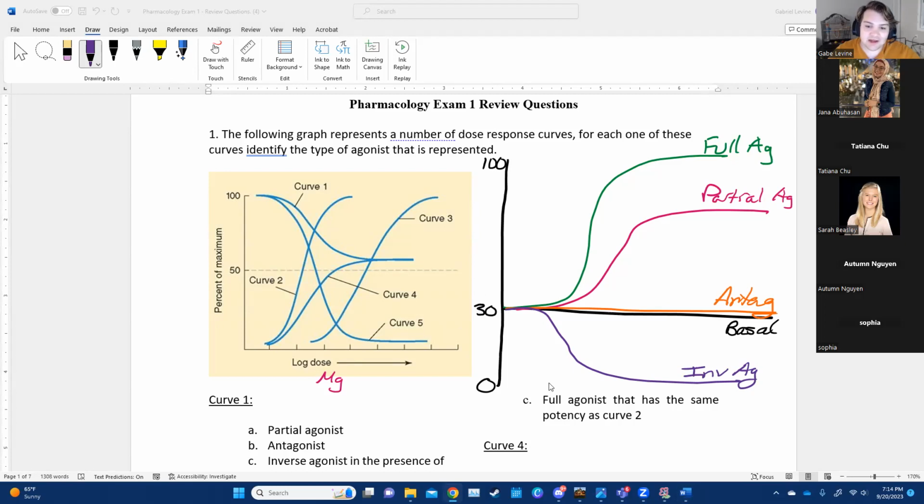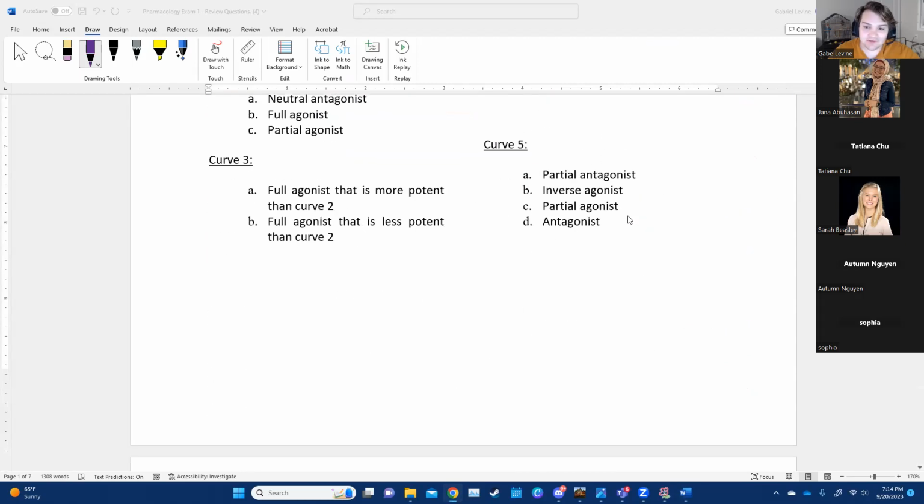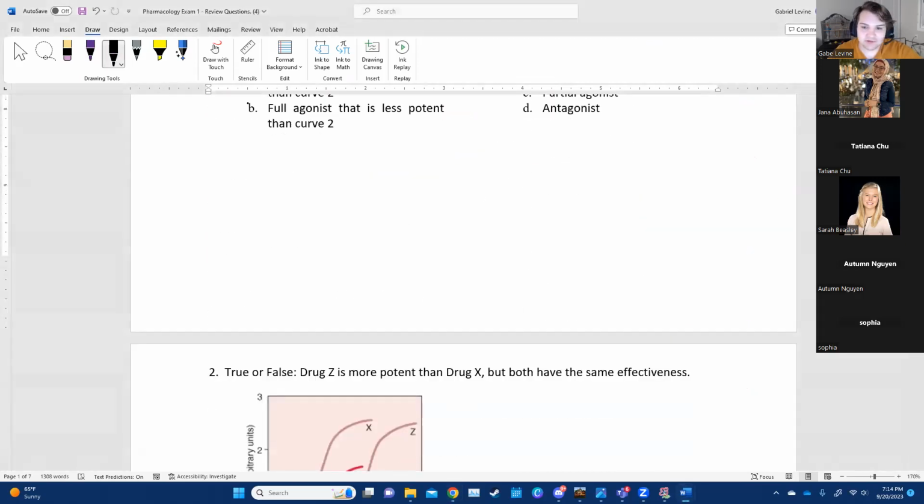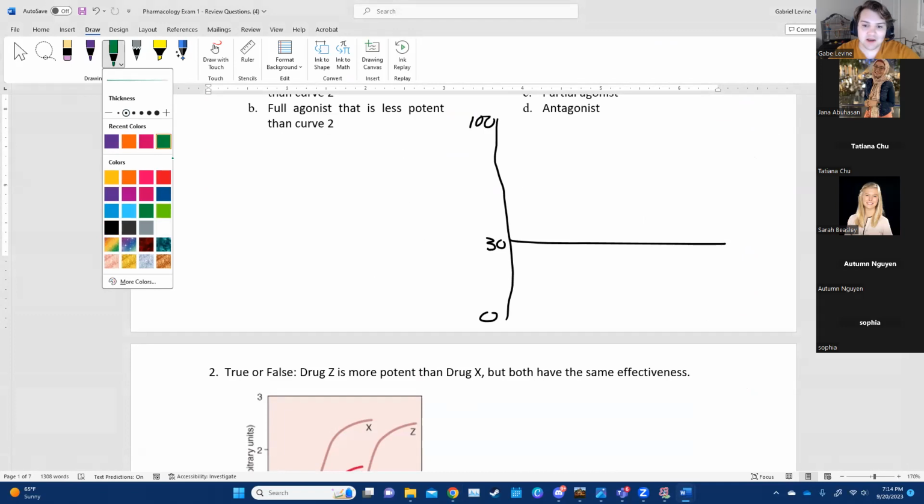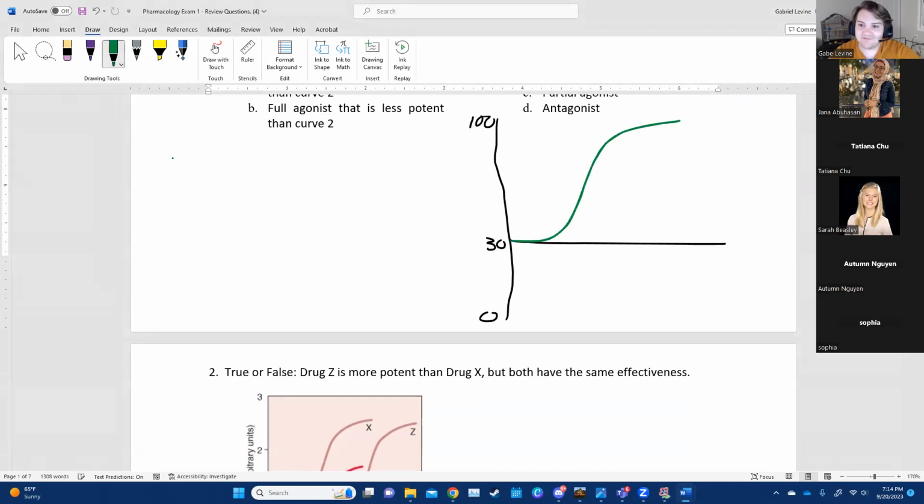All right. Now, what's important to know is that we're talking about the origin of the curves being the basal activity. But what happens if we have the activity of the cell already elevated? So if I give myself some room to talk about that. Once again, we have 0, 30, and 100. We know that a full agonist is going to increase that response all the way up to the maximal amount.